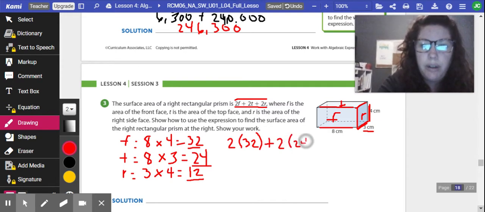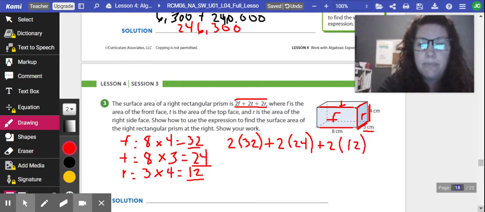So I'm going to put that in parentheses, plus, and then 2, and our value for R, which is 12. And again, that's going to go in parentheses. Okay, so PEMDAS says to multiply first. So I'm going to multiply this one, I'm going to multiply this one, and I'm going to multiply this one.